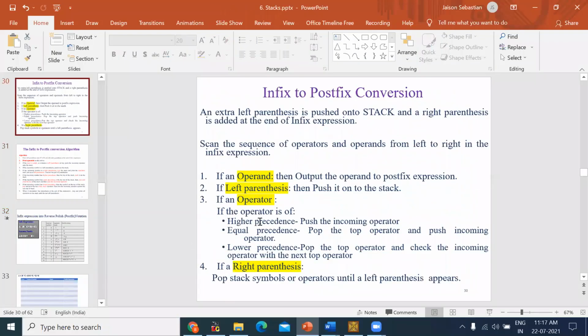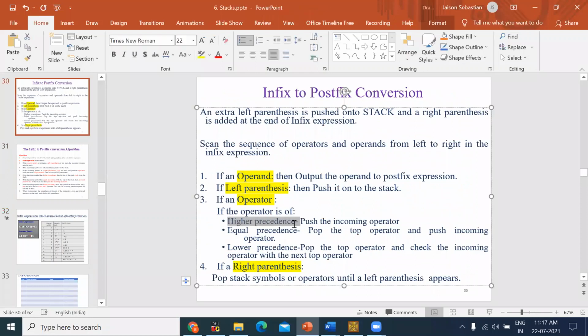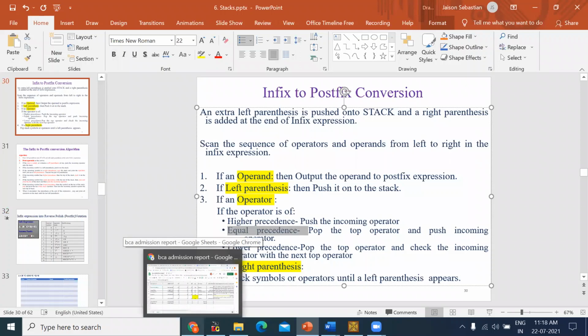Here I told you, if the incoming operator is of higher precedence, then push the incoming operator. If it is of equal precedence, I showed with an example also, then pop the top operator and push the incoming operator.